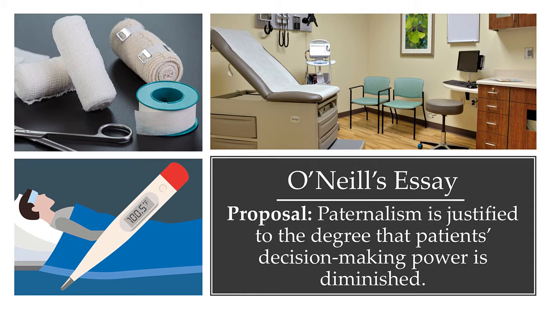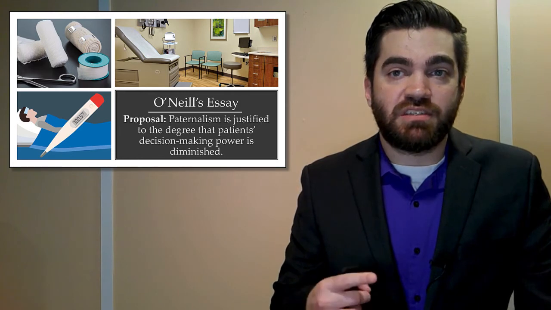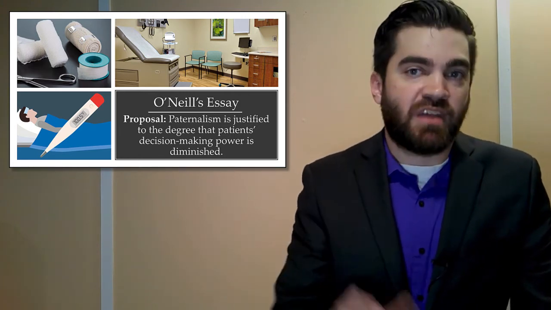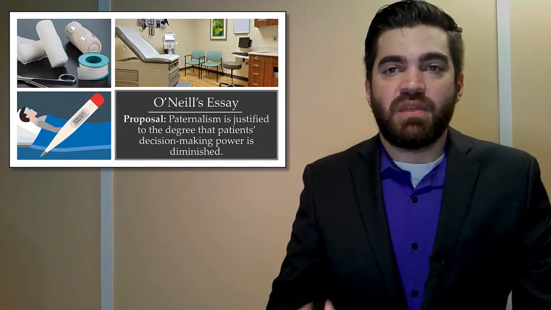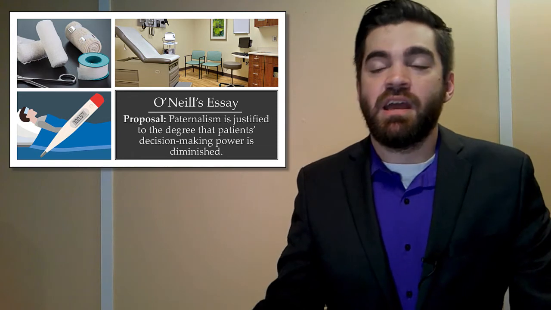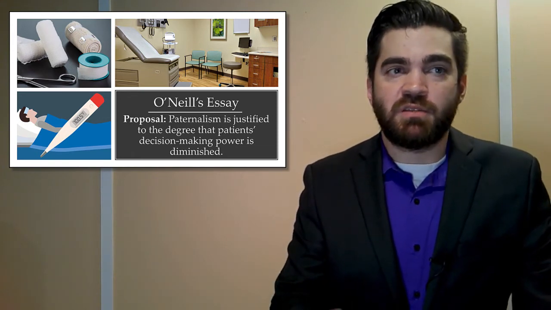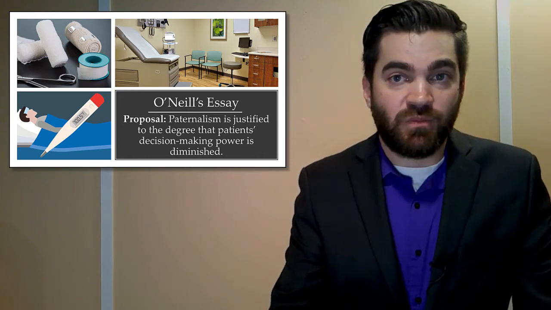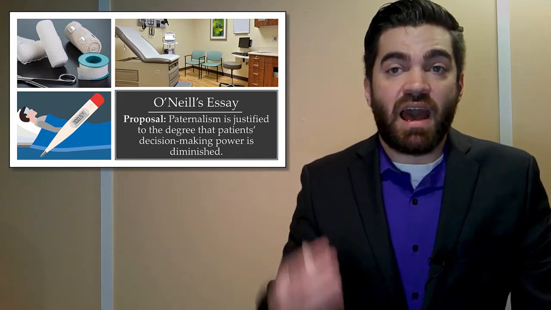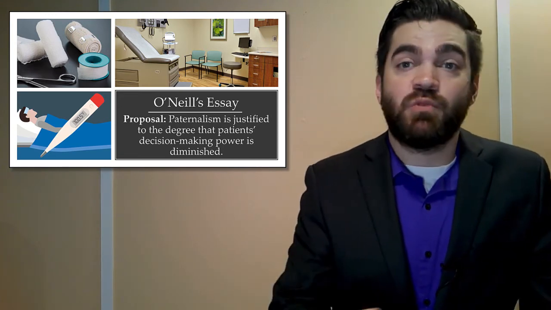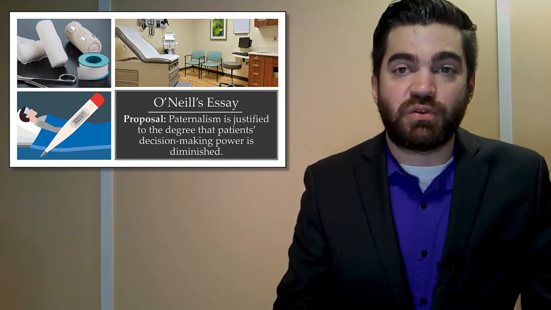So it's up to physicians to determine two things. First, how diminished is the patient's decision-making power? If it's extremely diminished, then physicians have to act in a very paternalistic way. If it's moderately diminished, then physicians should act in a moderately paternalistic way. And if the patient's decision-making power is barely diminished, then there should be no paternalistic practice at all. So physicians have to assess how diminished this individual's decision-making ability is, and then they act in whatever way is appropriate based on O'Neill's recommendation.